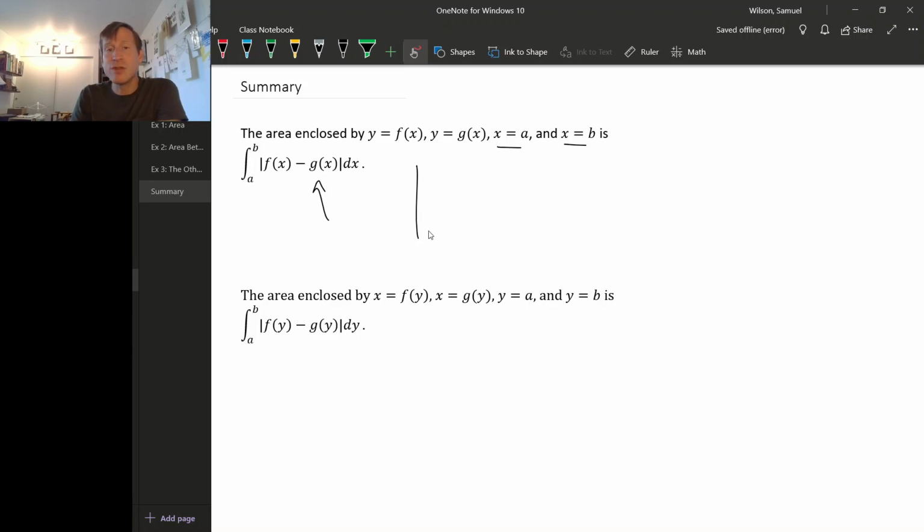This is the integral that you would use if the region that you're trying to find the area of is nicely broken up into vertical strips like this. Treating x as the independent variable will slice up your region into vertical strips. So if that's convenient for the problem you're working on, then use this integral with x as the independent variable.